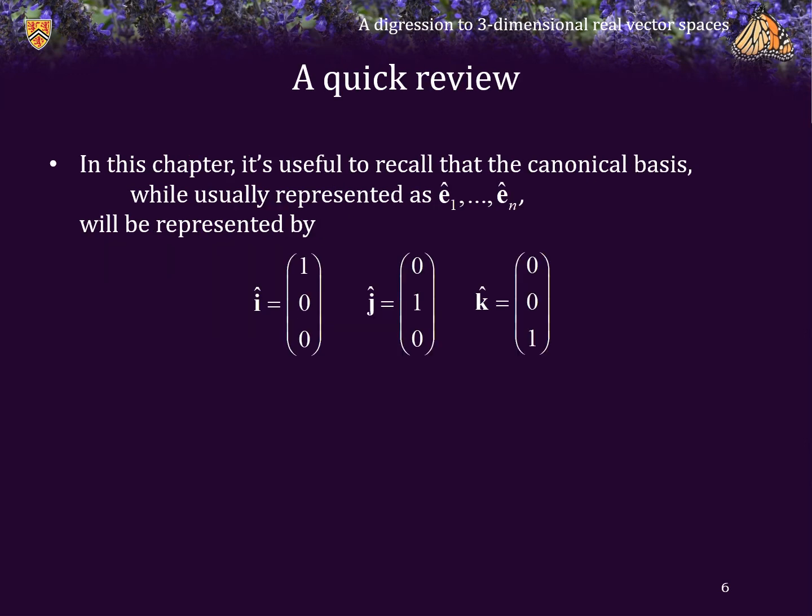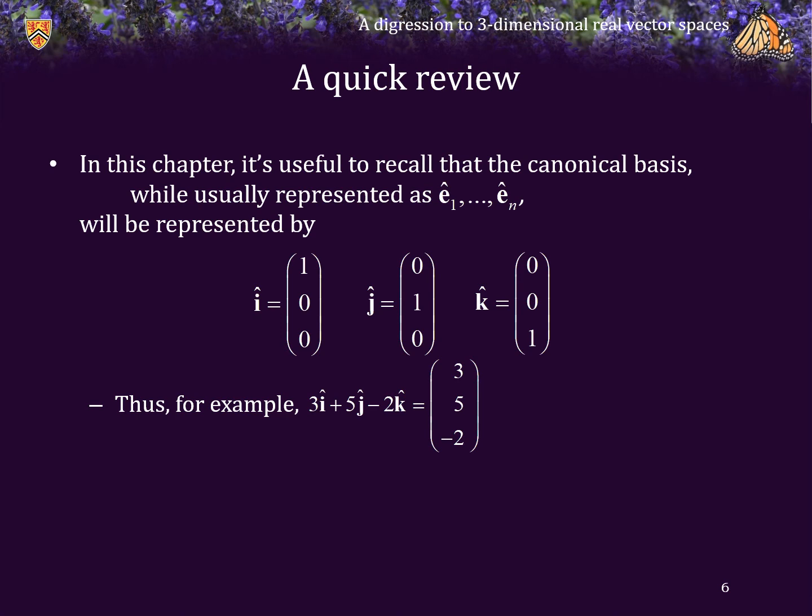For this chapter, it's useful to recall that the canonical basis will be represented by î, ĵ, and k̂. Because after all, there's only 3 dimensions, and this is actually quite often used in fields such as physics. In general, if we had an n-dimensional vector space, we represent the canonical basis vectors as e₁ cap through eₙ cap, but for the special case of 3 dimensions, these will be the canonical basis vectors.